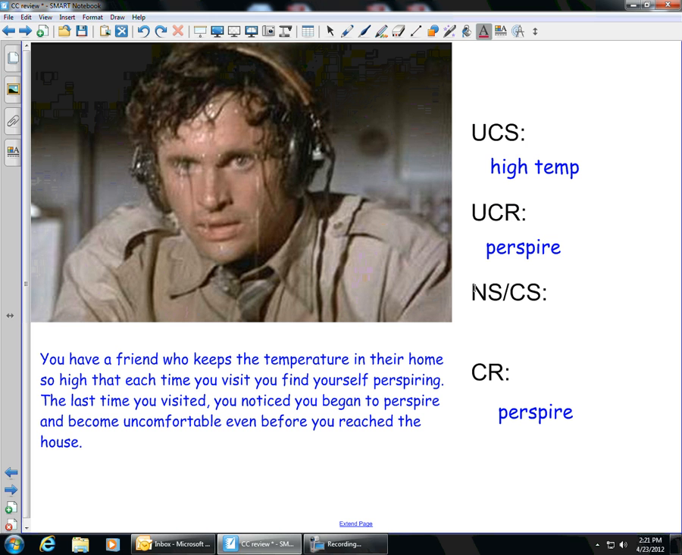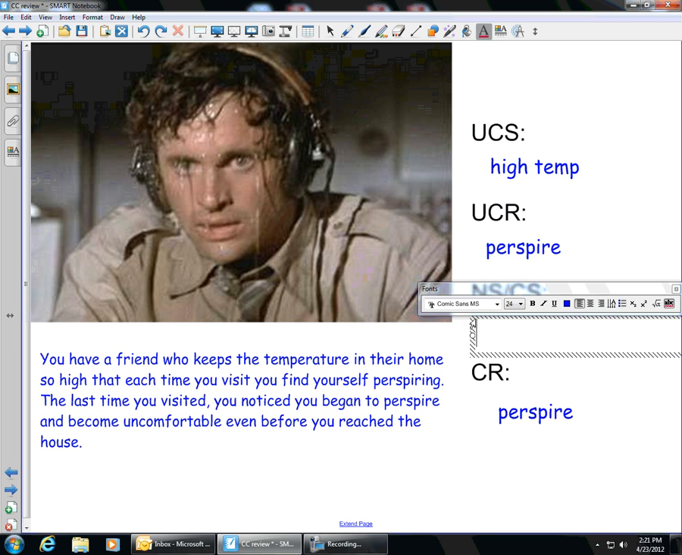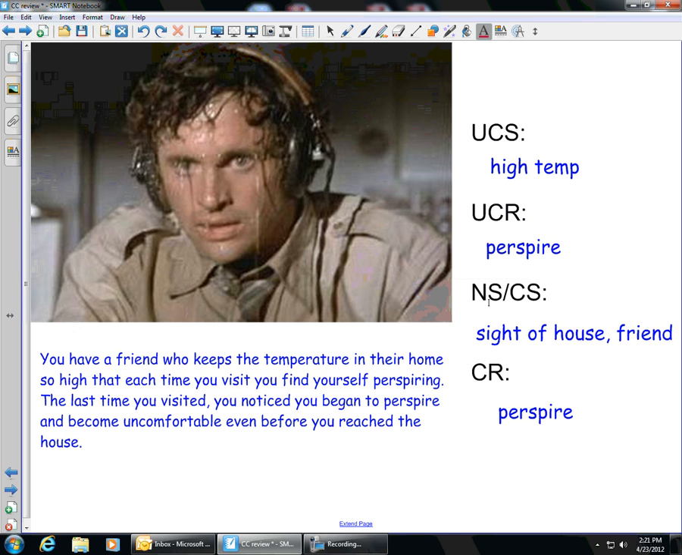The second piece is what is associated with this high temperature and what becomes conditioned. And down at the bottom it hints around, and I guess we could talk about what you think the answer is, but it should be something about the sight of the house or the thought of your friend, something that started neutral and became conditioned because it was connected to the unconditioned stimulus, which in this case is the high temperature.